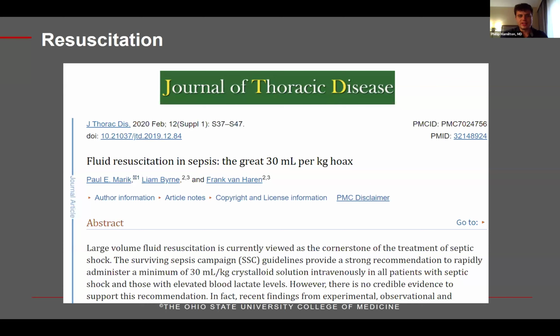Kind of continual reassessment of whether they're responding to the fluid bolus. I will say at our institution, the 30 cc's per kg is still part of the initial sepsis bundle that we've incorporated. Although, for our larger patients, there is a button you can select to make sure that you're using it based on their idealized body weight.